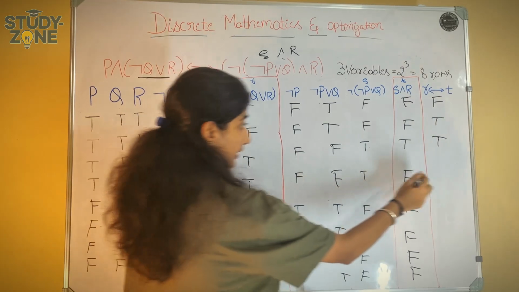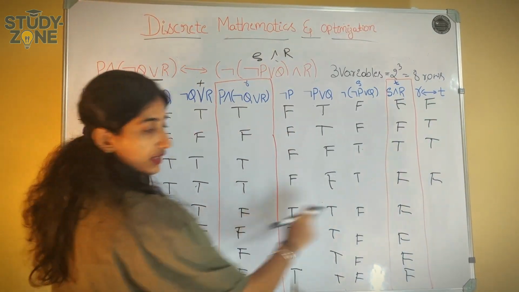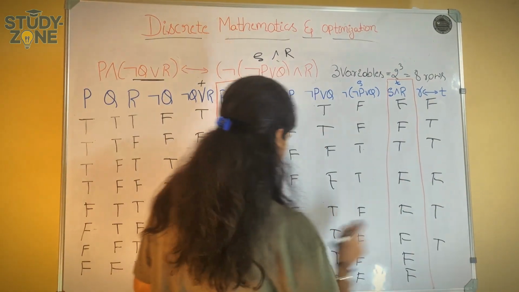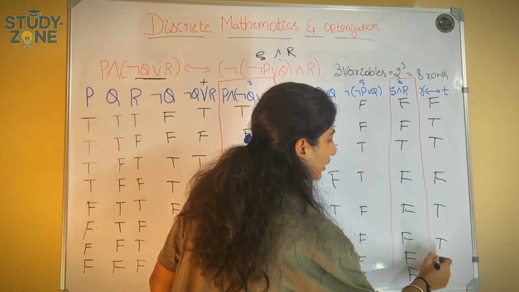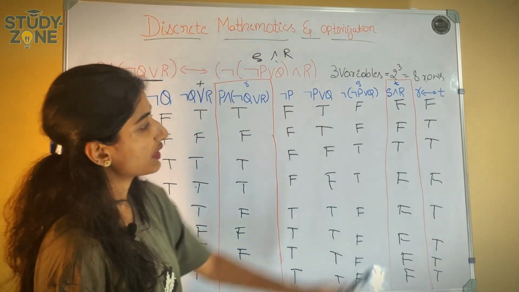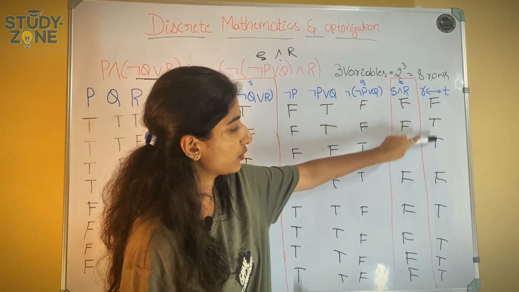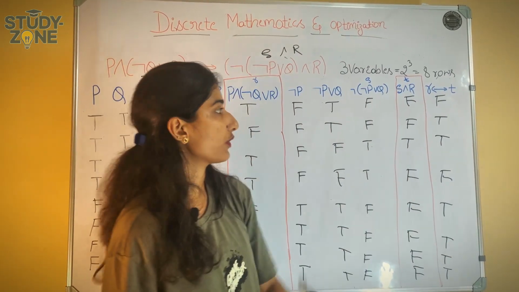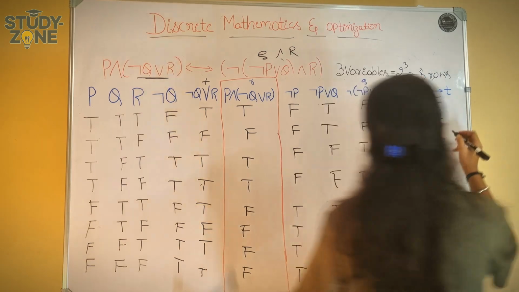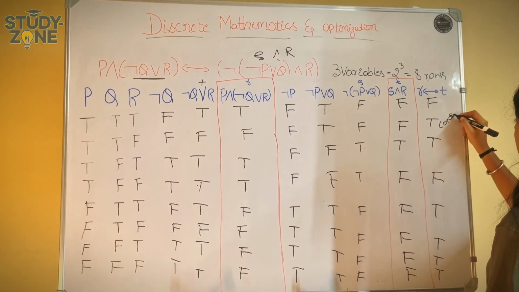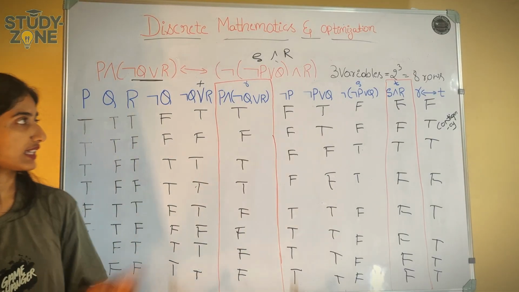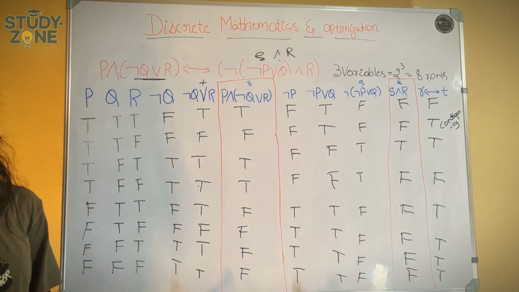True, true, which means true. Then true, false, false, false, false, true, false, false, true, false, false, true. So here there is a mixture of both false and true: false, true, true, false, true, true, true, true. If there is a mixture of true and false, which one is that? It is contingency. So here is the explanation of the exercise problem. The final answer is contingency.